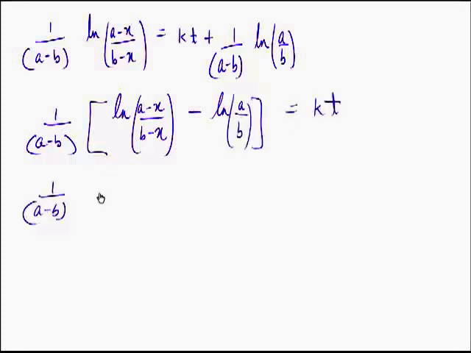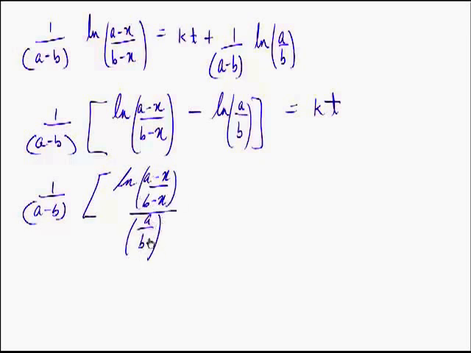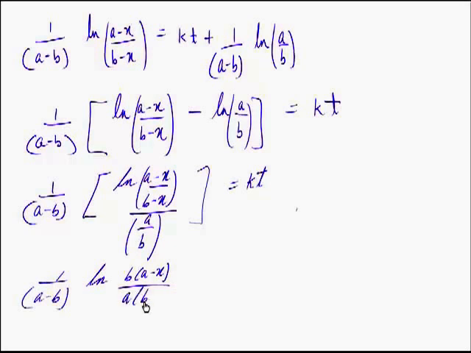Now this can be further simplified and written as ln p minus ln q is ln p upon q, so ln a minus x upon b minus x divided by a upon b. So we can further simplify this and write this as ln b into a minus x upon a into b minus x, and that is equal to k times t.